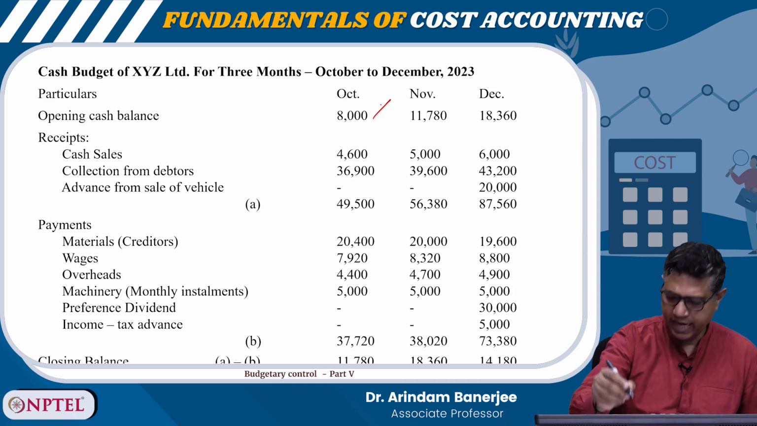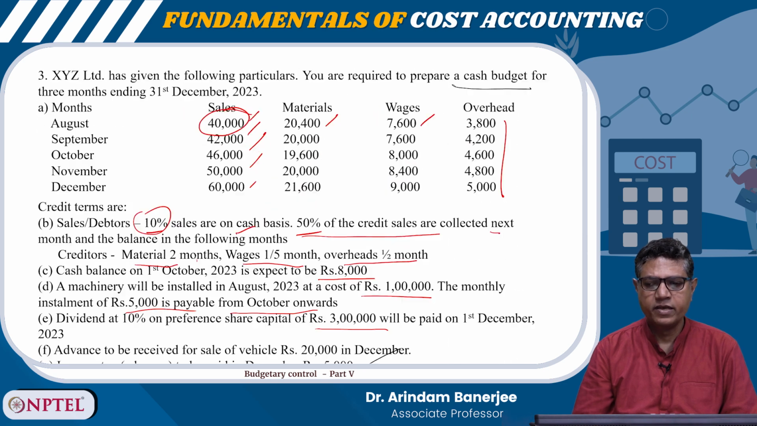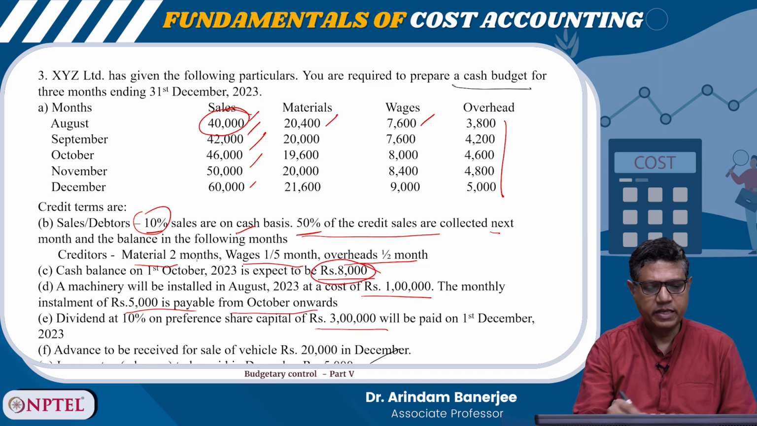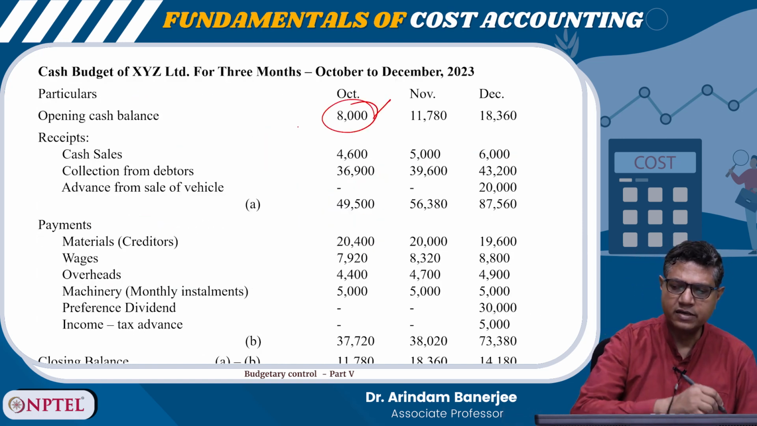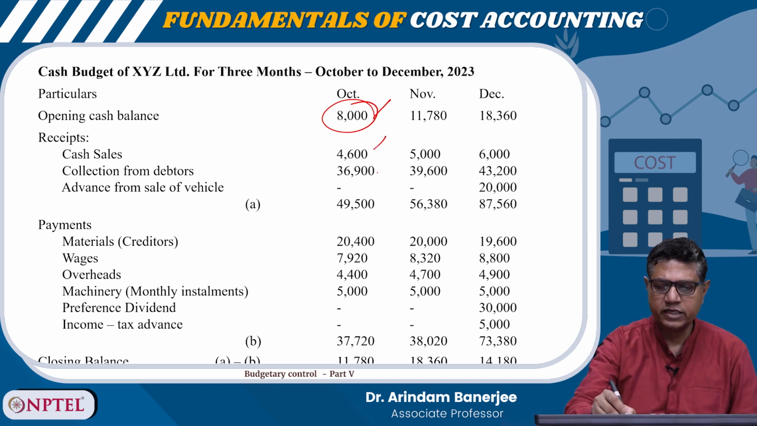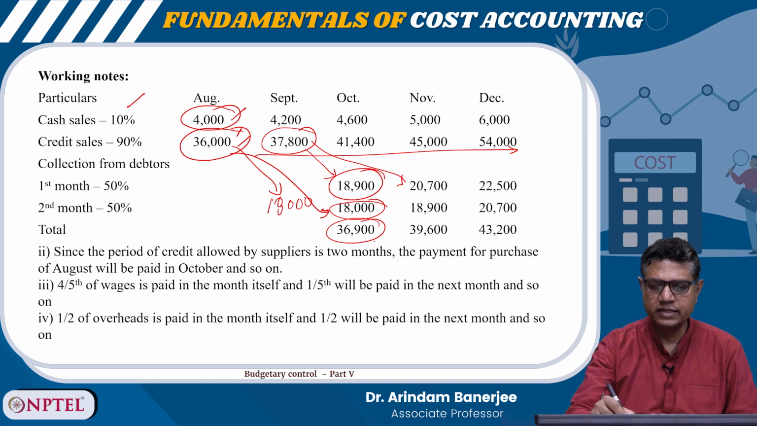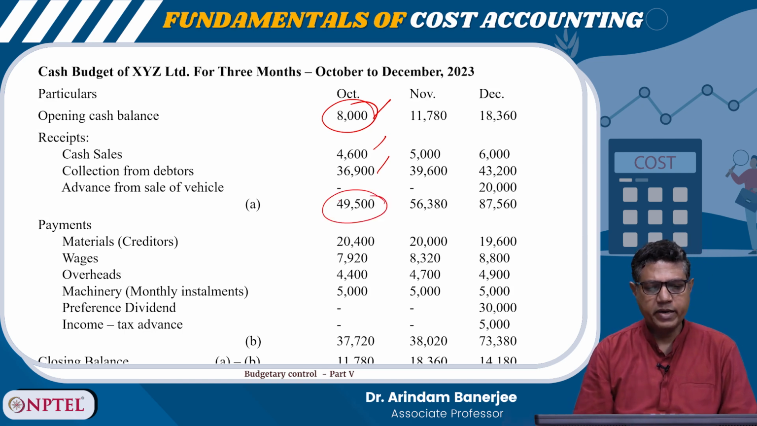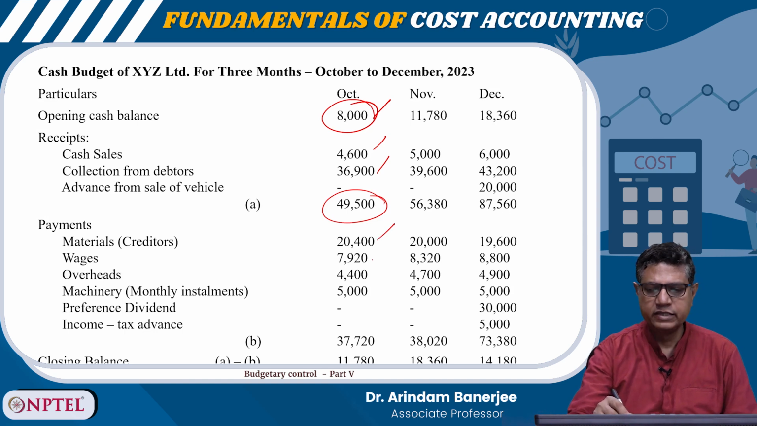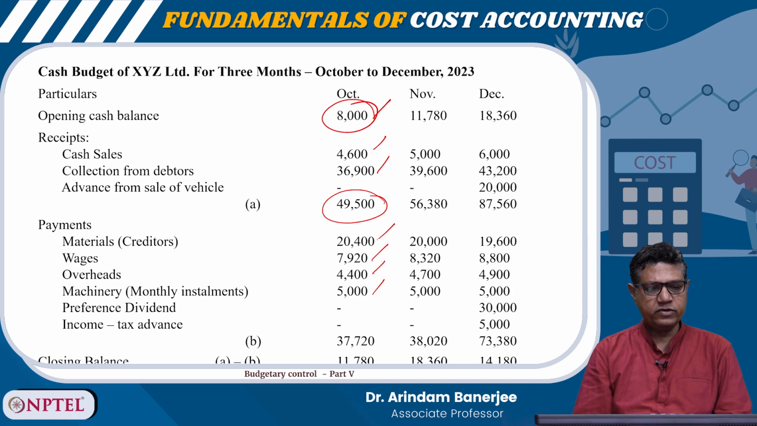So, opening cash balance in October is 8,000. You see it is given here, cash balance expected on 1st October is 8,000. So, this is the opening balance. The cash sales 4,600, collection from debtors 36,900. So, if you make the total, it comes to 49,500. Payments you need to make: materials 20,400, wages 7,920, overheads 4,400, machinery monthly installment 5,000. Preference dividend is only once in December. Income tax advance, it is 5,000 only once in December.